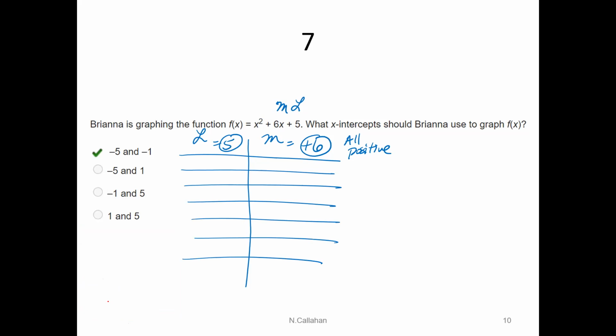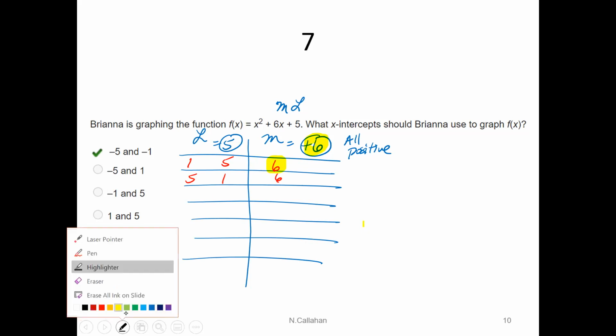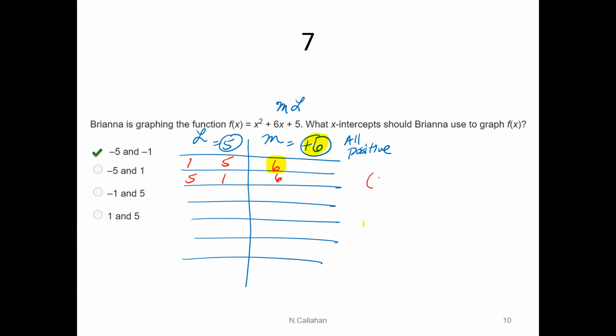So what times what gives me a positive 5? And it has to be positive numbers. So I could do 1 and 5 or 5 and 1. That's it. That's all you have. And so then as I'm looking over here, which one of these adds up to 6? Well, they both do, right? 5 plus 1 is 6, and 1 plus 5 is 6. So it doesn't really matter. You could just do x plus 1, x plus 5 equals 0.